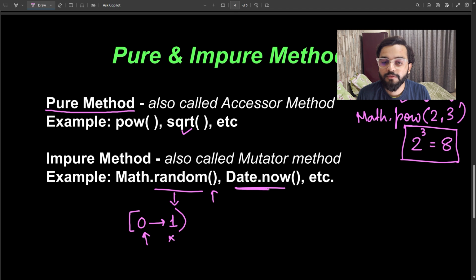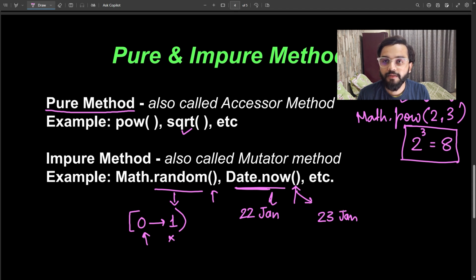Similarly, Date.now, if we execute this program today, then it will give us the date which the system currently has. For example, if it is 22nd January, then it will give us 22nd January. But what if we execute this method tomorrow? Then this will not give us 22nd Jan, this will give us 23rd Jan. So even if the method is same and the parameter list is same, we are not getting the same output whenever we execute this method.